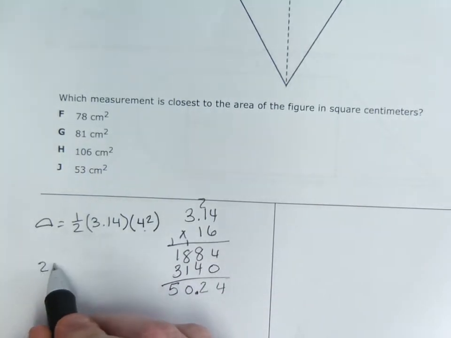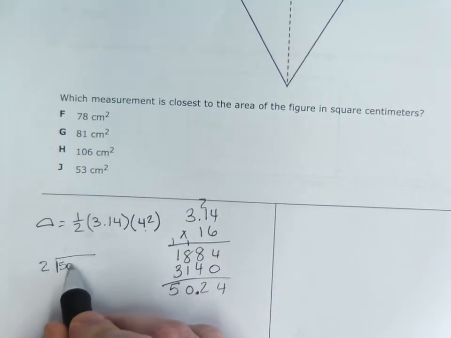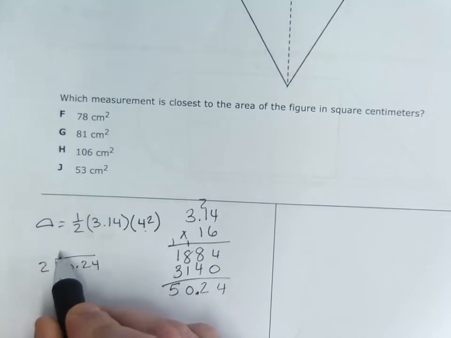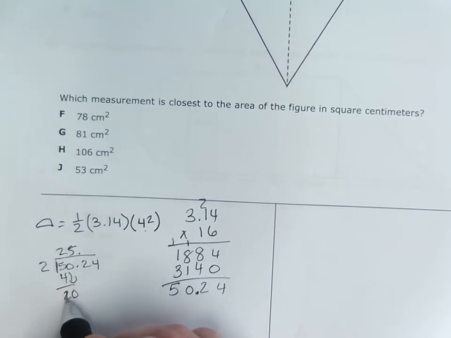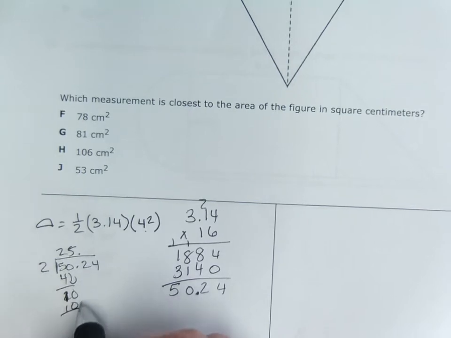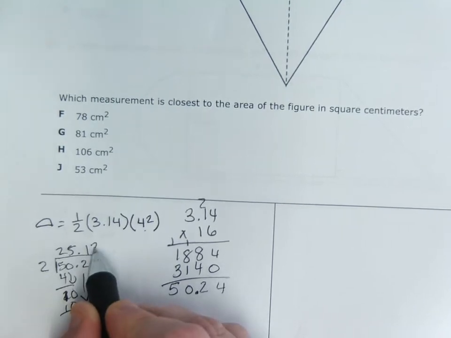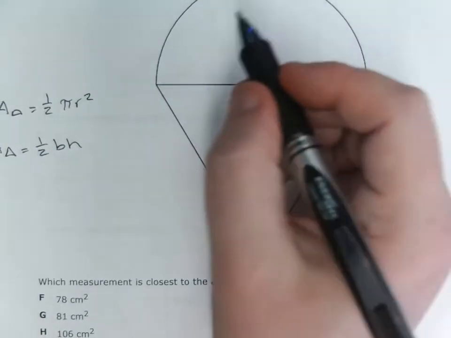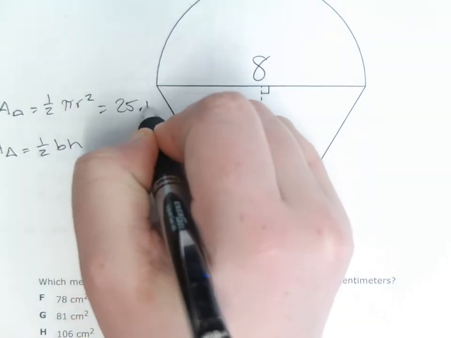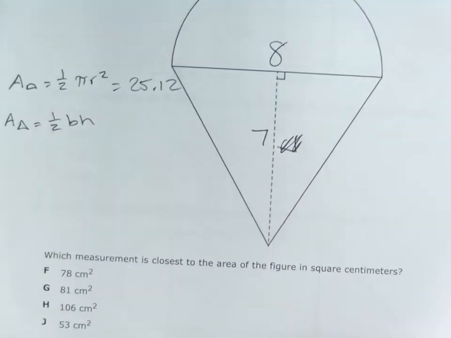Okay, so we do 2 goes into 50.24. 2 goes into 5 twice. 2 goes into 10 5 times, sorry. 10, 2 goes into 2 once. And 2 goes into 4 twice. So that would be, my semicircle would be 25.12. Okay, and then my triangle, 1/2 base times height.